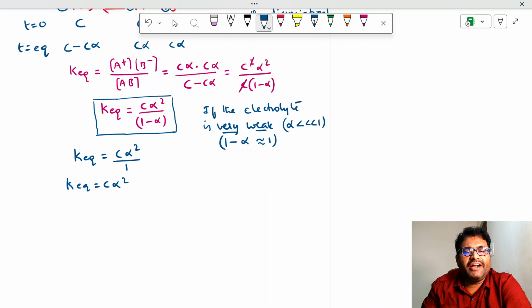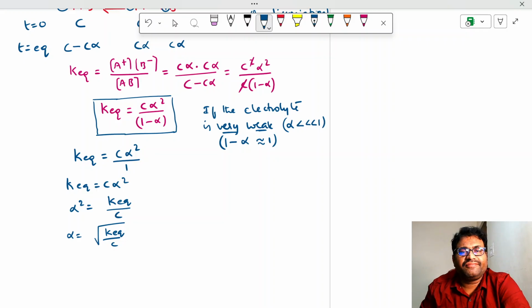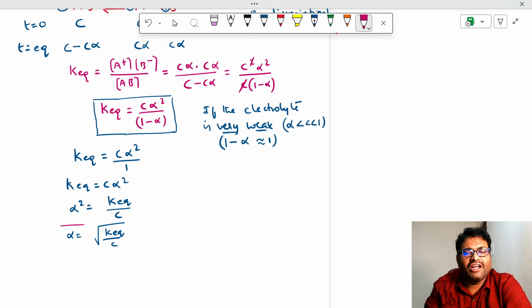Okay. And I can write from this, alpha square is equal to K equilibrium by C, and alpha is equal to root K equilibrium by C. Understood? Alpha is equal to root K equilibrium by C. So this is how we calculate alpha, right?